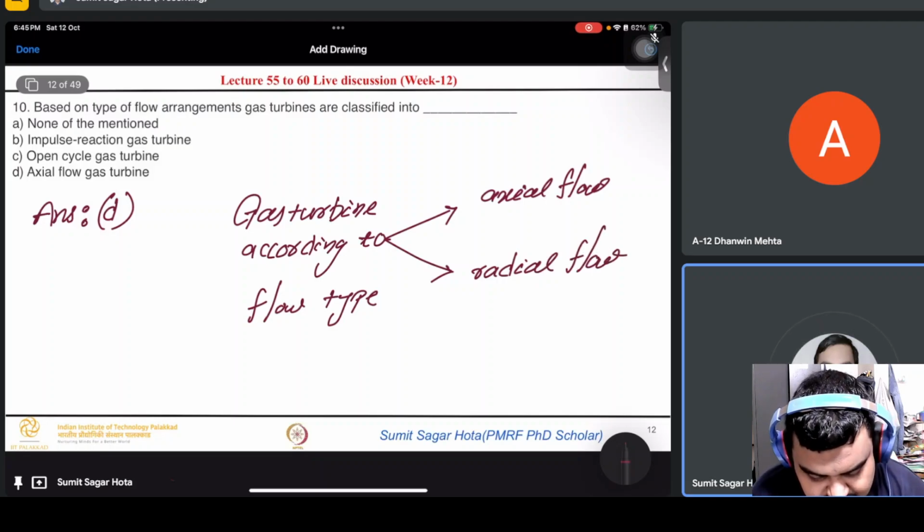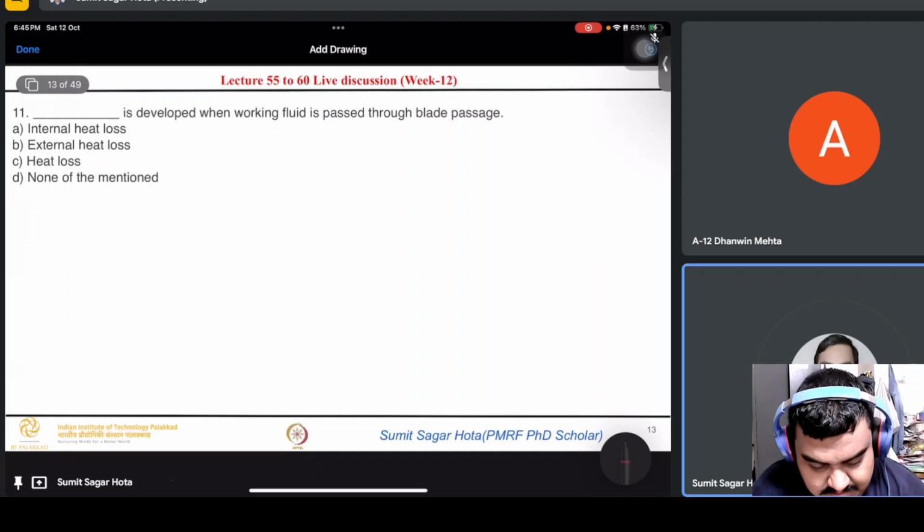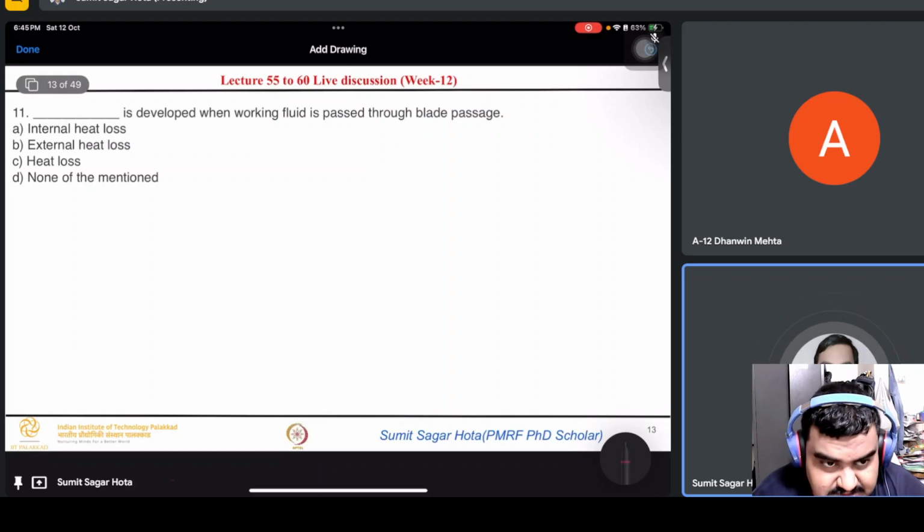Okay, so next will be dash is developed when working fluid is passed through a blade passage. Blade passage always reduces the heat loss inside the engine, not outside. That means it's internal. It reduces the heat, that means it's a heat loss, so it's an internal heat loss.